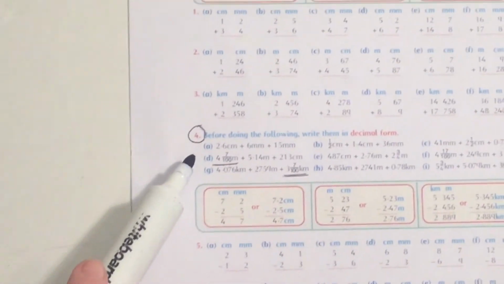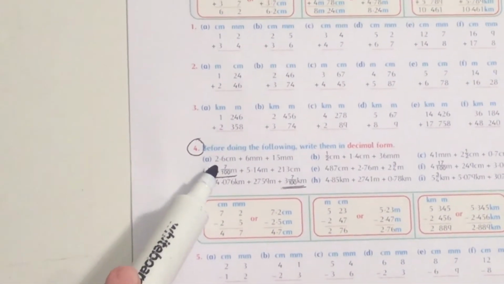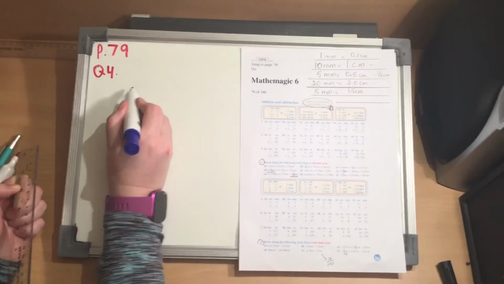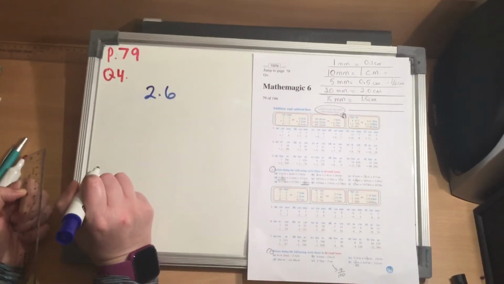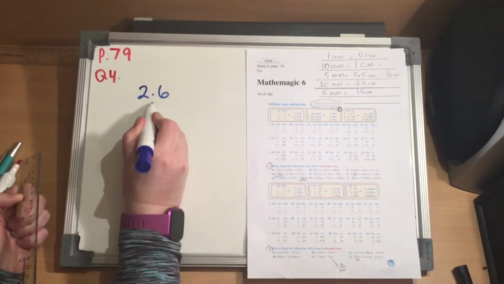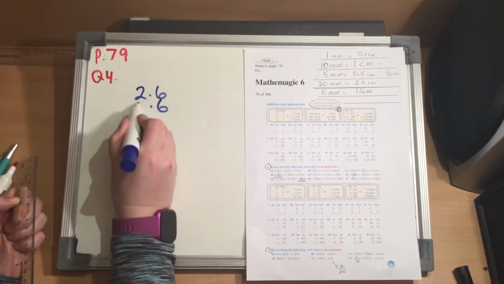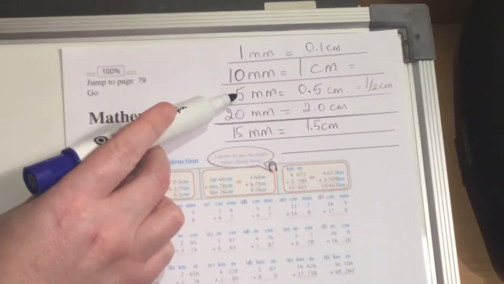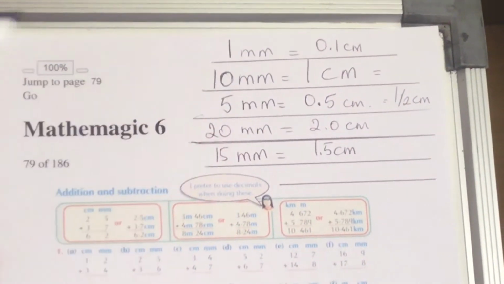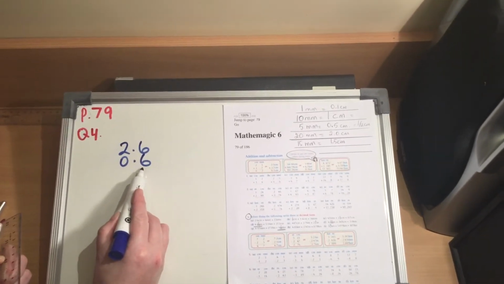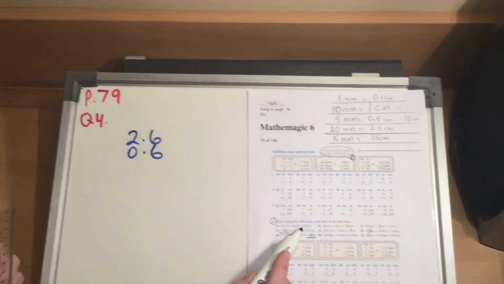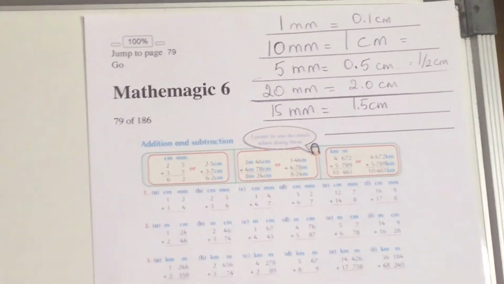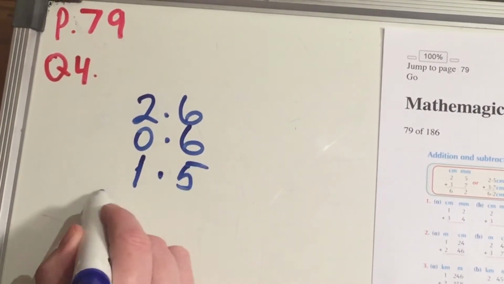So we're going to do question 4a. We're going to add 2.6 centimetres, 6 millimetres and 15 millimetres. So here we go. 2.6 centimetres, 6 millimetres. I'm going to write it like this, 0.6. I'm going to bring your attention over to here. 5 millimetres is 0.5, so 6 millimetres is 0.6. And 15 millimetres, well, we've just done it up here. 15 millimetres is 1.5.